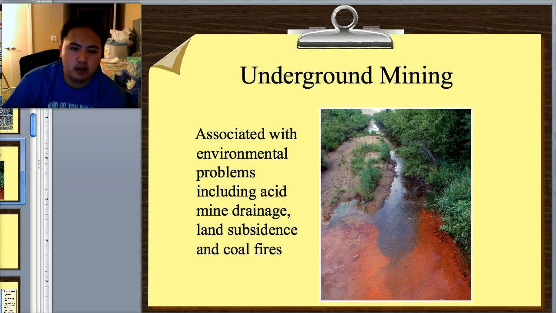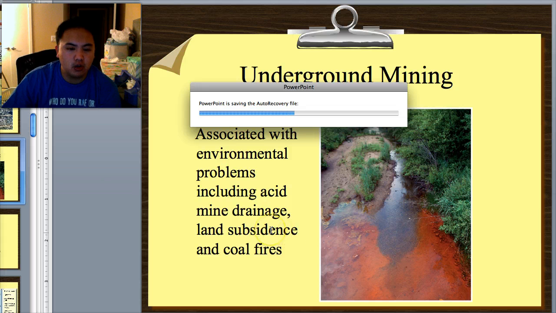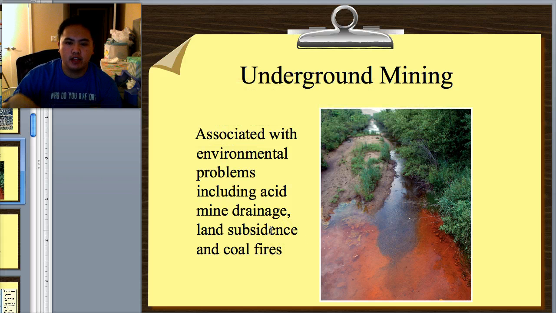What's the problem with strip mining? If you strip away the top layer of the nice and pretty hill, you get acid mine drainage, which is when you strip the top part and it rains, then all that nasty coal stuff runs off. Land subsidence: we're talking about sinkholes. If you strip it long enough, the surrounding layers of land might sink. And also coal fires. Coal is highly flammable, so a little bit of fire, a brush fire, can set off a flame, essentially.